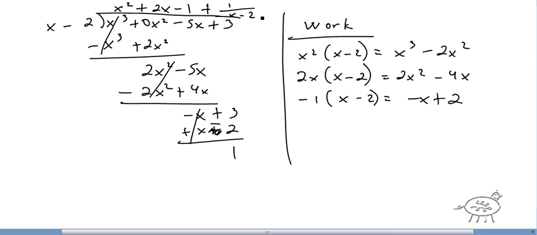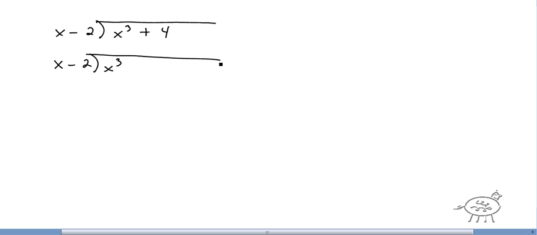All right? One last problem here. X minus 2 divided into x cubed plus 4. All right, so you need to realize I need a placeholder for everything between x cubed and 4. So I'm going to write x minus 2 divided into x cubed plus 0x squared plus 0x plus 4. Okay, no big deal. Placeholder for everything. So I get x cubed between x cubed and the constant. Okay, so let's show our work here.